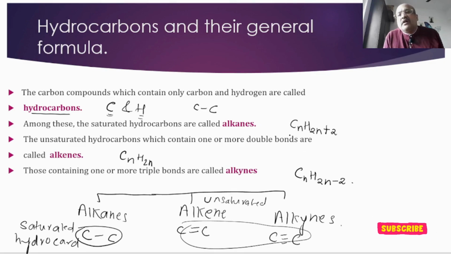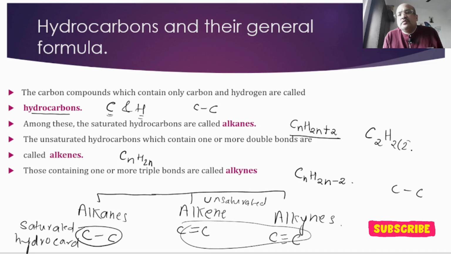The general formula for alkanes is CnH2n+2. Now what does this mean? Here n is the number of carbons. For example, let's take this case where two carbons are there. Now we want to find out the number of hydrogens in this. So what we need to do?